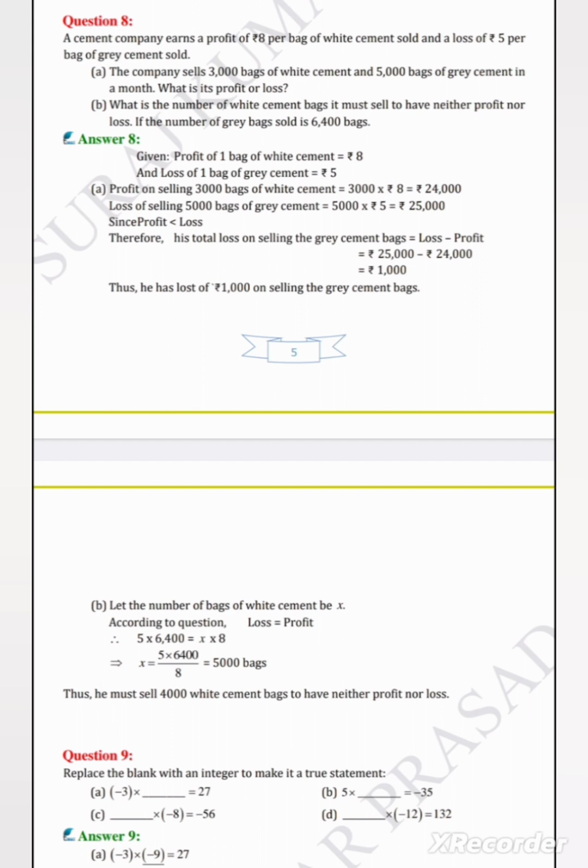Here let X come to the left-hand side and 5 into 6400 go to the right-hand side. So X is equal to 5 into 6400 by 8. If we do this calculation, we get 5000. So he sold 5000 white cement bags. Thus he must sell 5000 white cement bags to have neither profit nor loss. The 4000 given in the text is wrong; actually it is 5000.